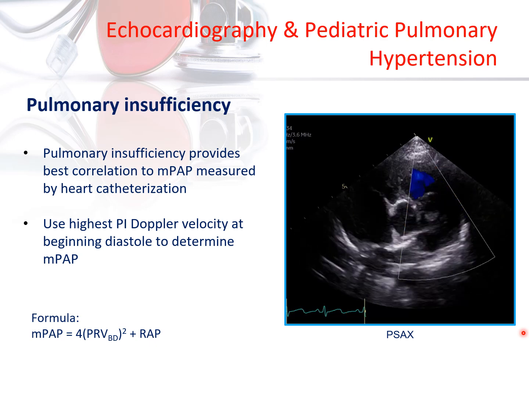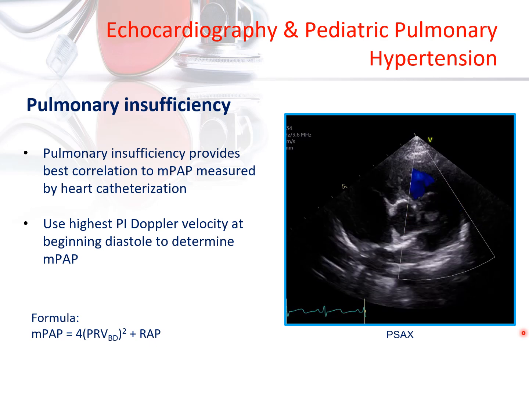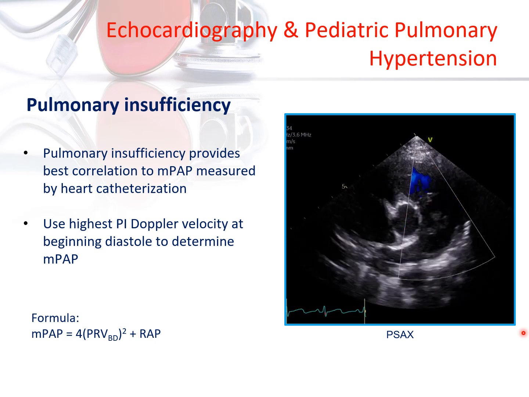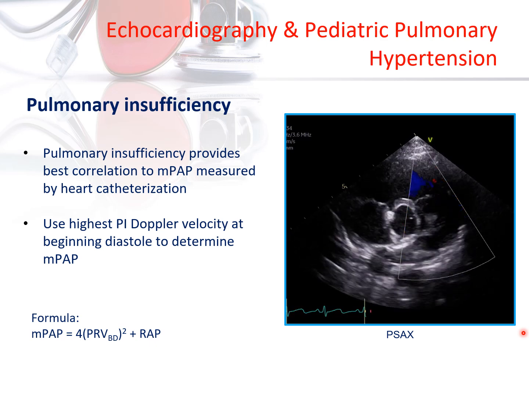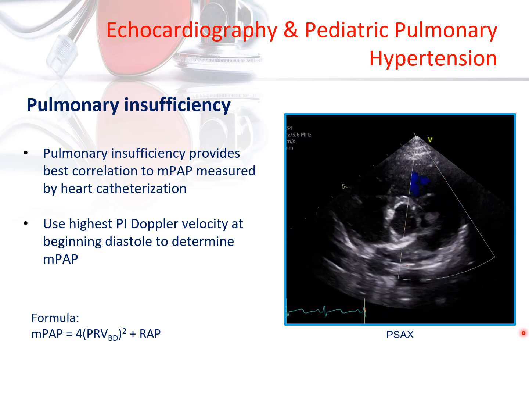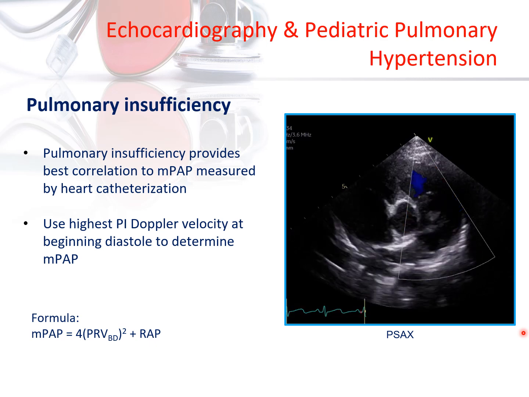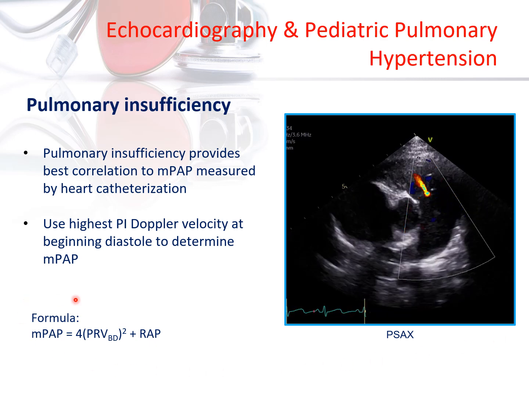Pulmonary insufficiency. Okay, pulmonary insufficiency provides the best correlation to mean pulmonary arterial pressure measured by heart catheterization. Use the highest PI Doppler velocity at the beginning of diastole to determine mean pulmonary arterial pressure. And this is the related formula.